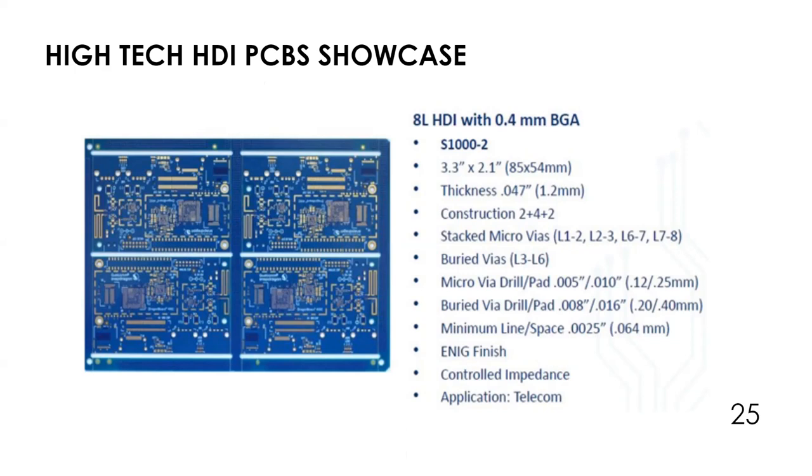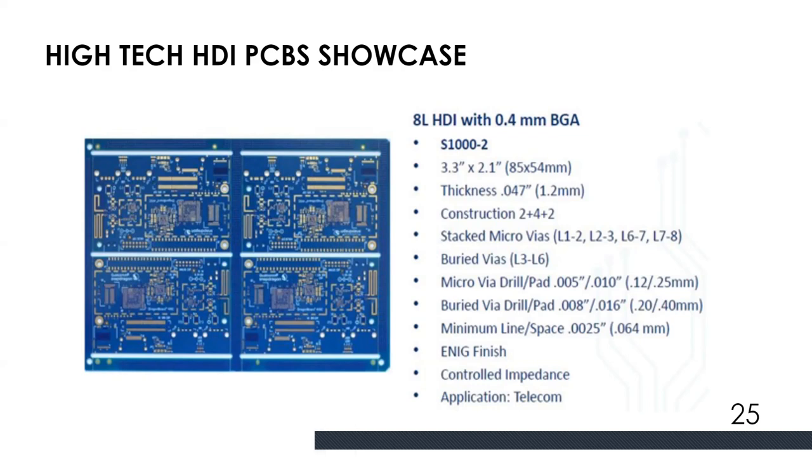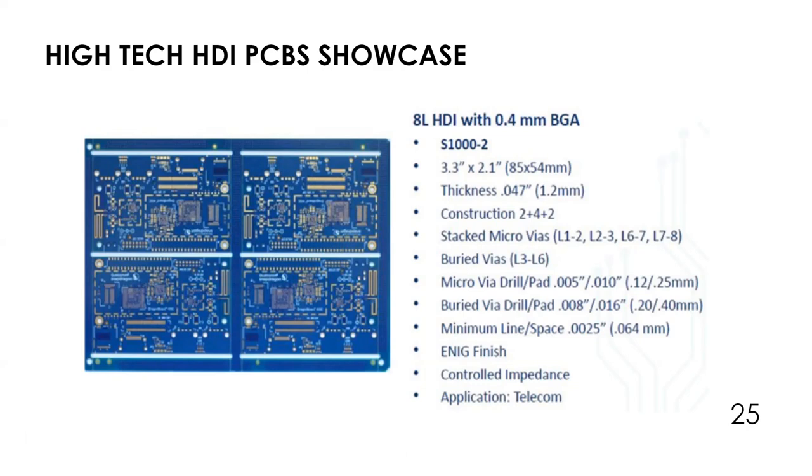So the construction is 2 plus 4 plus 2. And there are stacked microvias L1, L2, L2, L3, L6, L7 and L7, L8, buried between L3 and L6. And that's controlled impedance. Whenever you have HDI, do you always have controlled impedance as well? Yes, it will be there. It is not like that. Whenever there are some shorter length traces, we need not assign it as controlled. That is the responsibility of a designer to take care of.